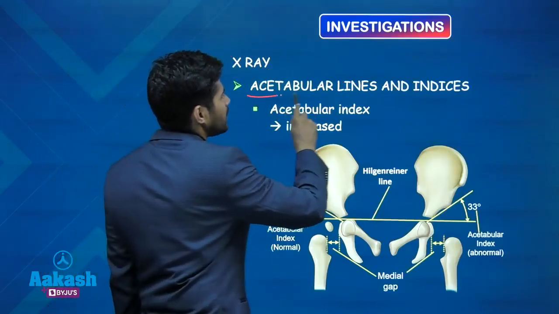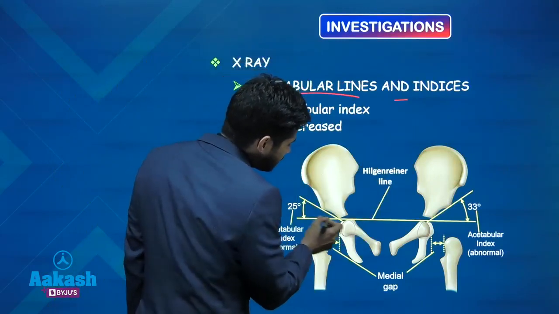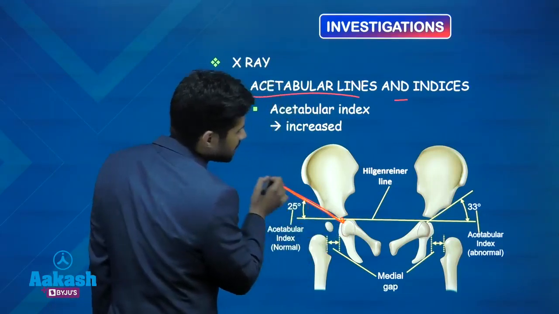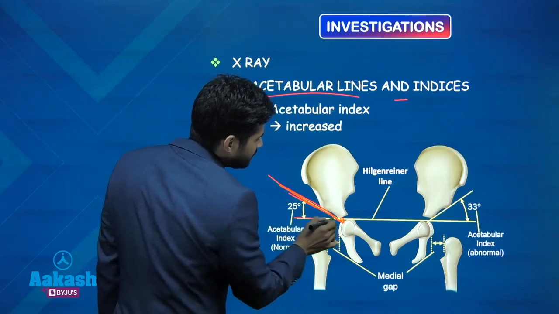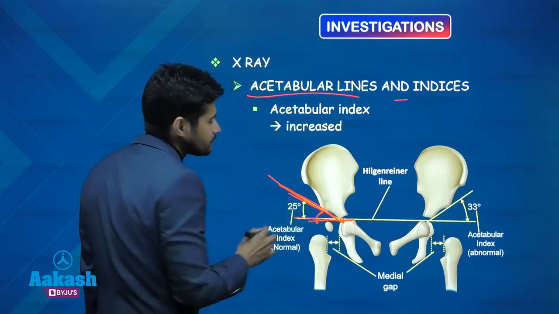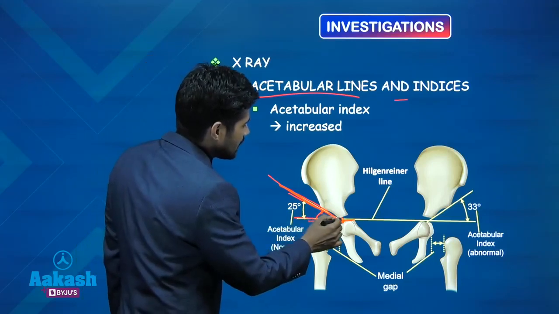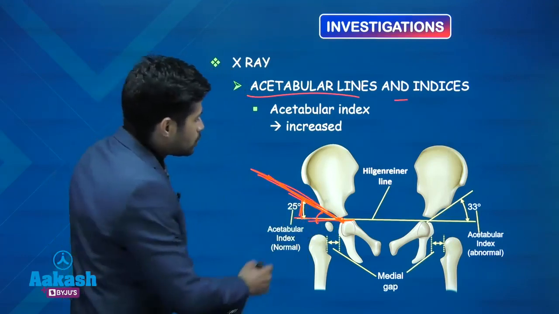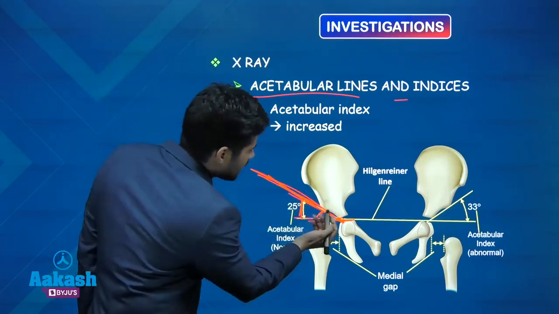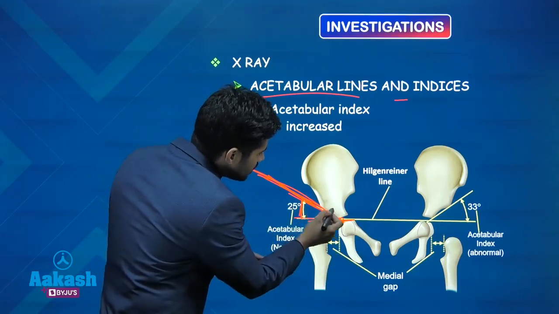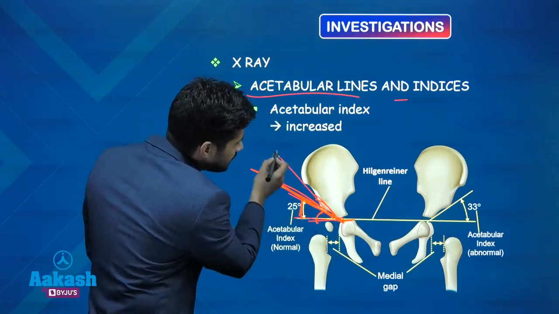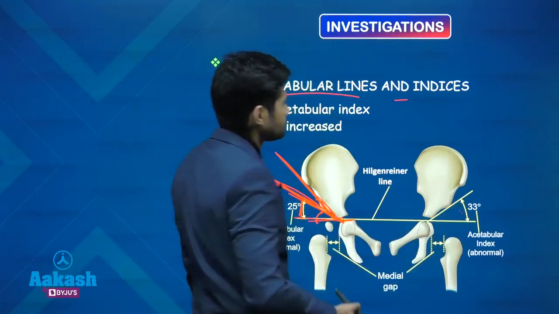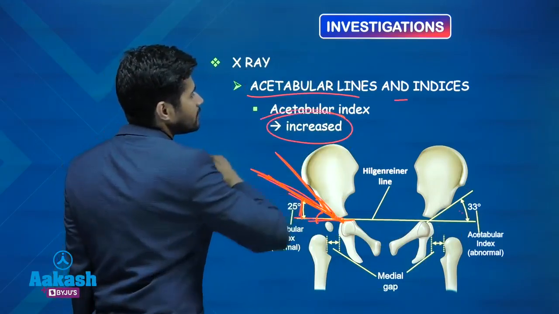What else? Acetabular lines and indices. If we make a tangent from the triradiate cartilage to the lateral edge of the acetabulum, and we measure the angle between the Hilgenreiner line and this line to the edge, then this is known as the acetabular index. If the acetabulum is not shallow, it will have an overhanging edge, but if it is shallow, the acetabulum will be somewhat like this. So this angle will increase. So the acetabular index will be increased, like in this case.